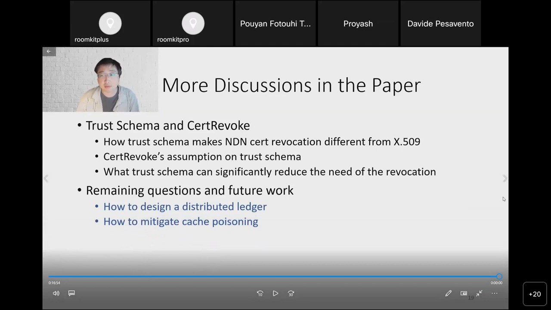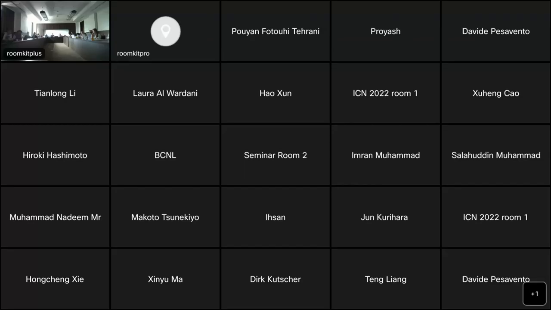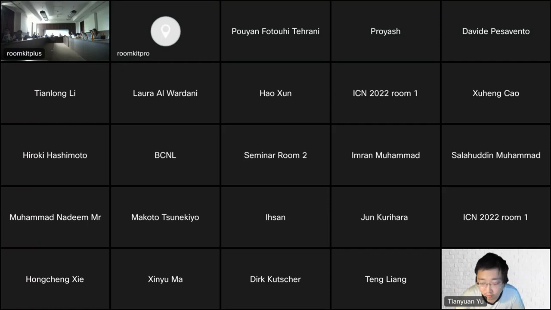Yes, I have a question. You highlighted in your related work slide that, from your perspective, it's an advantage that you have a single revocation document for every certificate. But from a latency perspective, that means for every data packet I get, if I want to verify the signature, I first need to fetch from the ledger the revocation file for that signature to see if it has been revoked or not.